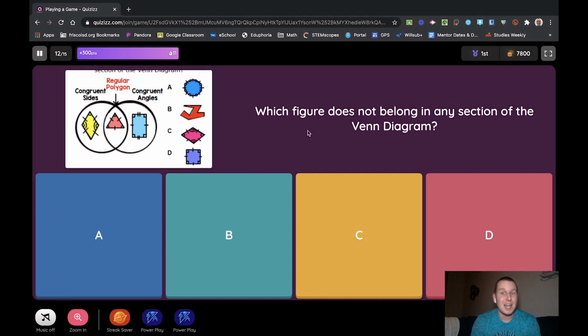Which figure does not belong in any section of the Venn diagram? So we got another Venn diagram problem here. On the left side of the Venn diagram, it looks like it has all congruent sides, so all those funny little dashes. On this one, it says all congruent angles.